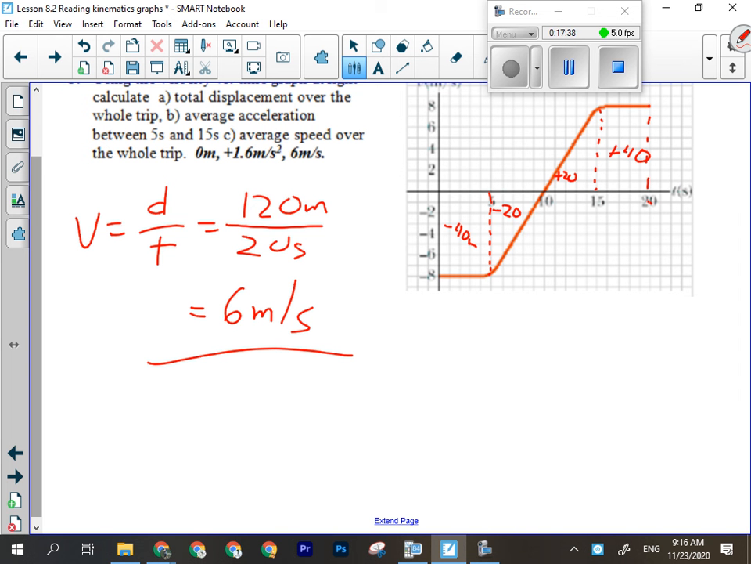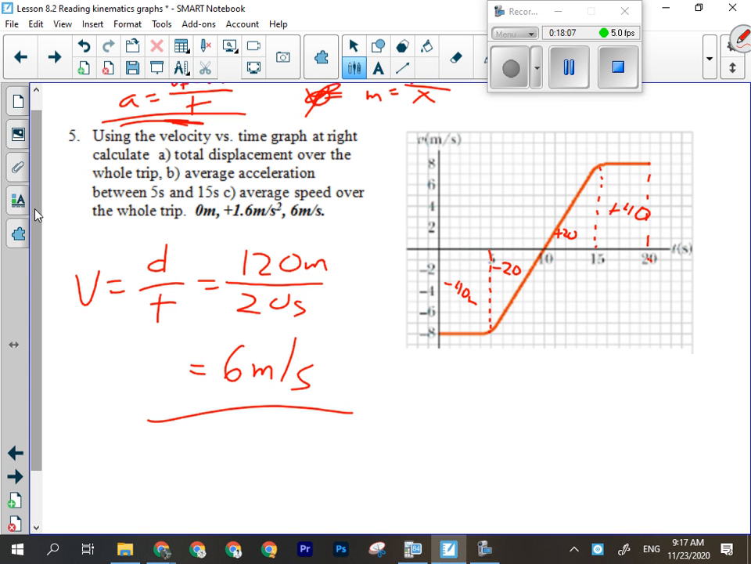It asked people to do those 3 things. Total displacement, which was worth 1 mark. Average acceleration, which I think I made out of 2 or 3, and then average speed over the whole trip, I think I made that one out of 5, because they had to do the 4 areas and then add them up. So that's exactly the kind of thing you could expect to see on a quiz or on a unit exam. Any other questions on number 5?